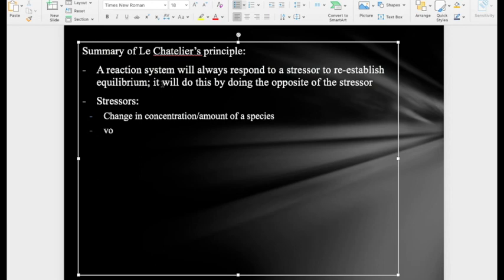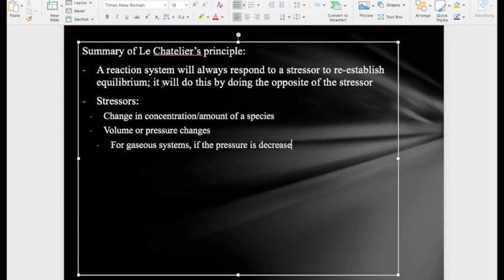Volume or pressure changes. That one's a little more complicated. For gaseous systems, if the pressure is decreased, the system will shift to increase the pressure again by favoring the side with more gaseous moles.